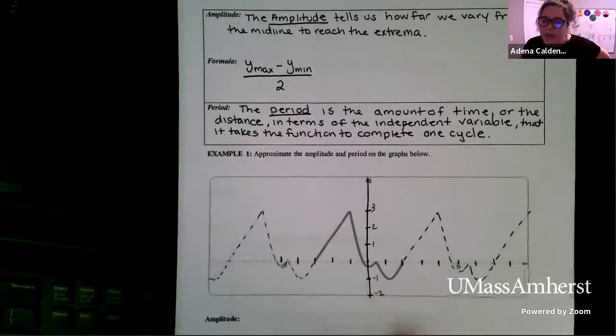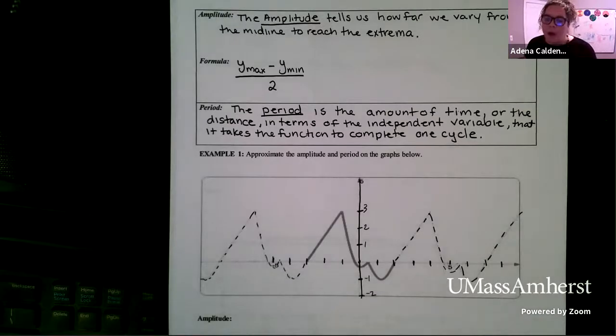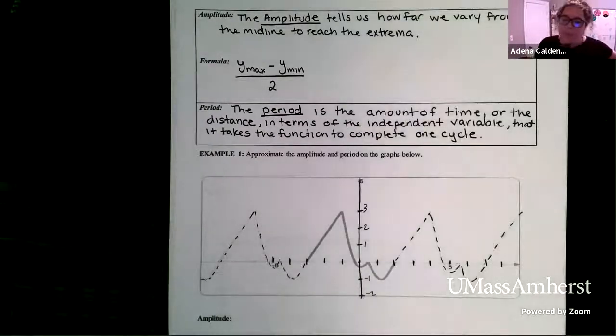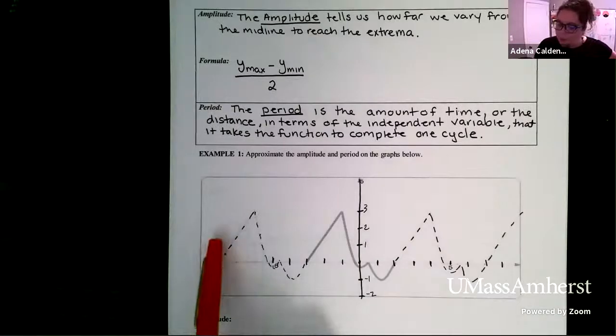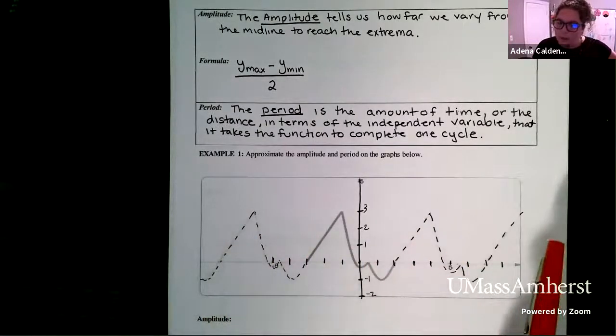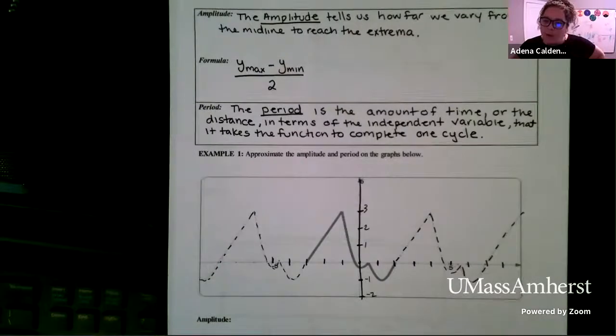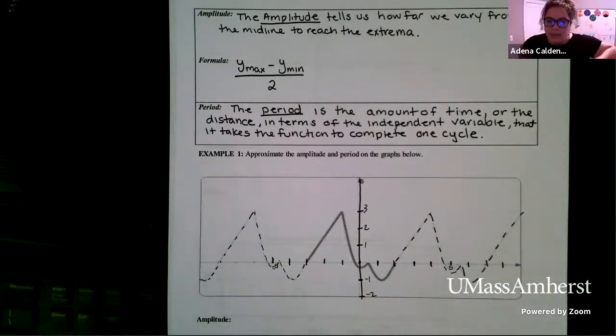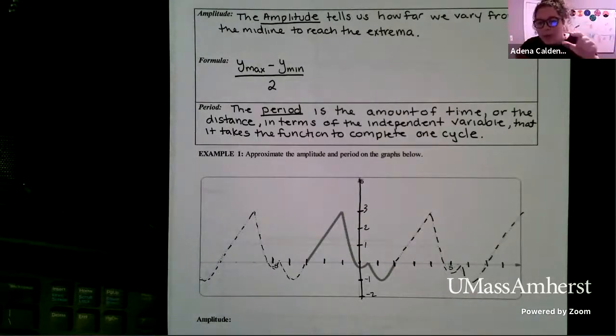The amplitude tells us how far we vary from the midline to reach the extrema. What does that mean? That means if we had a function and we could figure out where the middle value of the function was, the amplitude would tell us how far we go to reach the maximum or the minimum. It's sort of hard to conceptualize, but for any function, if you were to draw a line horizontally straight through the middle, the amplitude is how far away you are from the max or the min. It's the same value in either direction.